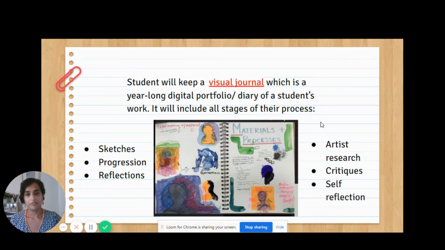Students are going to be keeping a visual journal, which is in a digital form, and it will be a way in which they document their process, like their sketches, artist research, self-reflection, and really just breaking down all stages of their process, which is a very important component in the way we assess them as well. We want to make sure they're going through that process and working through those habits that artists develop, which we believe will help them in their other classes as well, because these are, again, creative and critical thinking skills that they may use in other areas.